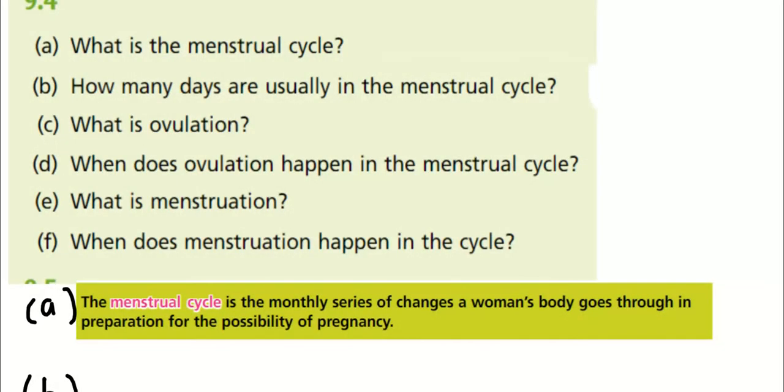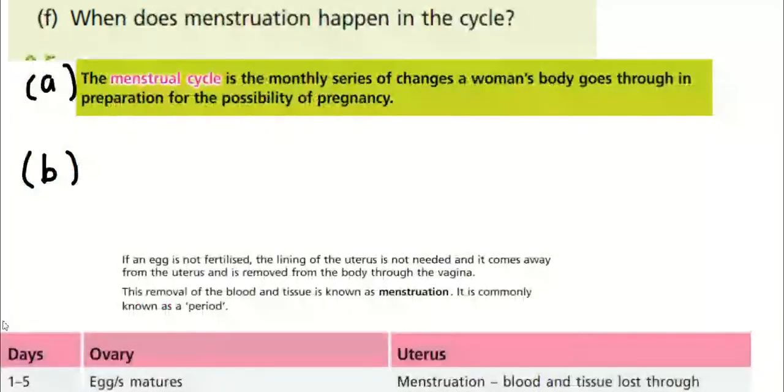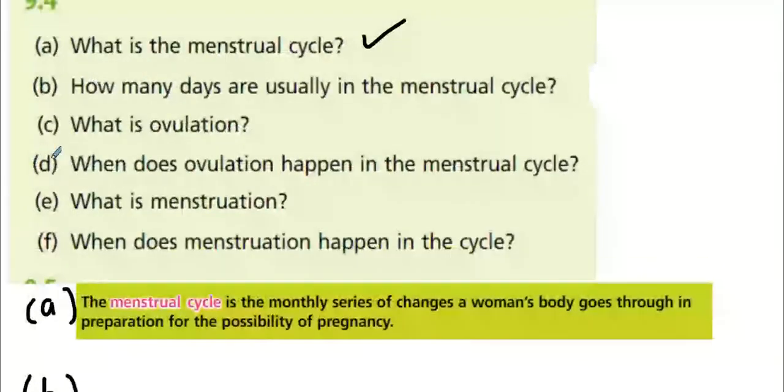Okay, guys. First of all, first question is what is the menstrual cycle? The menstrual cycle is the monthly series of changes the woman's body goes through in preparation for the possibility of pregnancy. That is A done. How many days are usually in the menstrual cycle? Well, I think they usually base it off 28 days, but that varies from woman to woman, but 28 days is what they go for scientifically anyway.